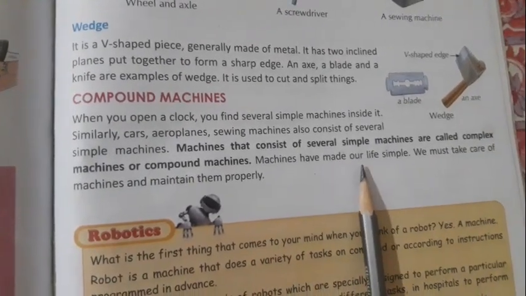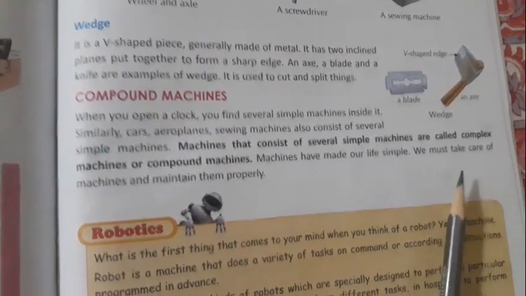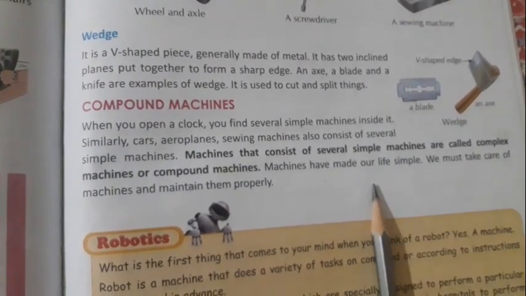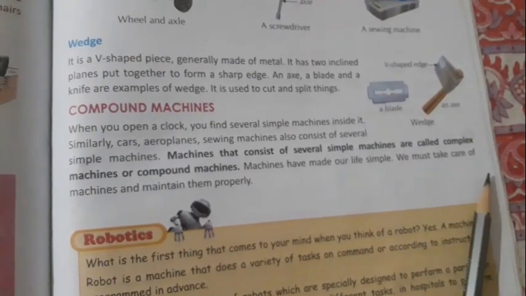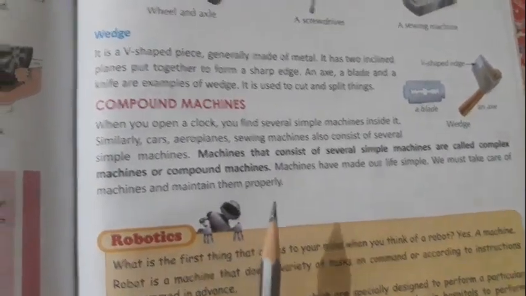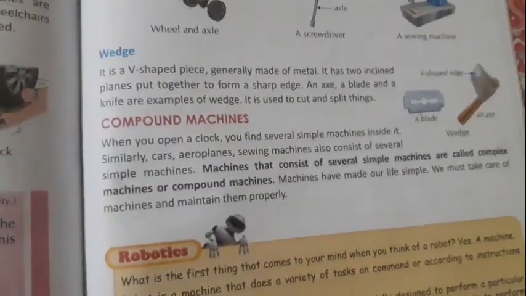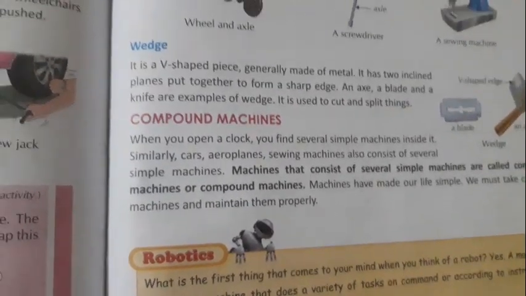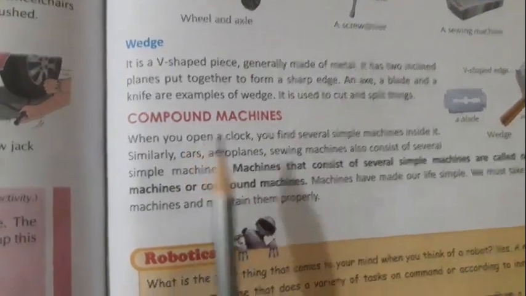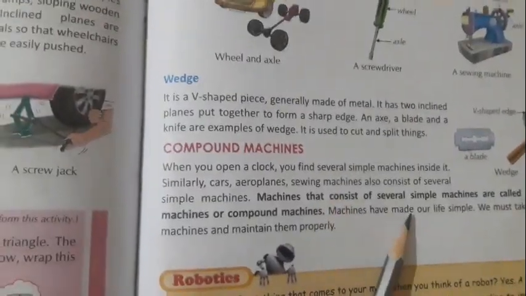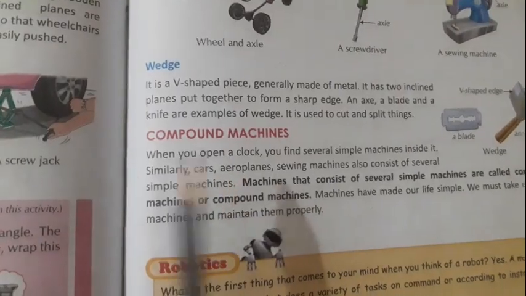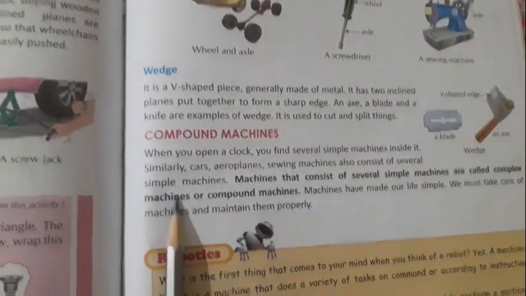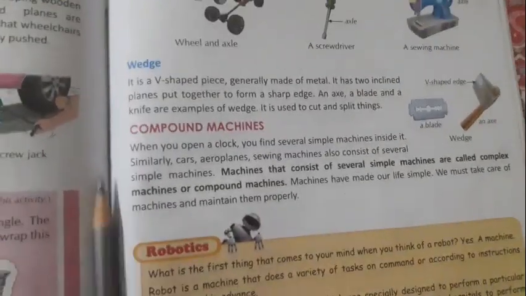So machines have made our life simple, and also they have reduced our work. So we must take care of these machines and maintain them properly. Are you getting this? So in this way we have completed the lesson force, work and energy. So today's work is that you have to read this lesson thoroughly. I hope you have understood it. Thank you.